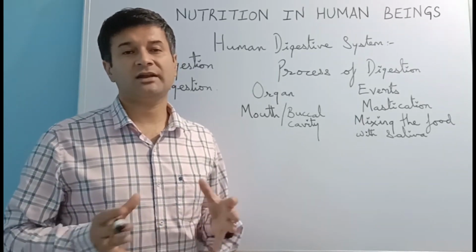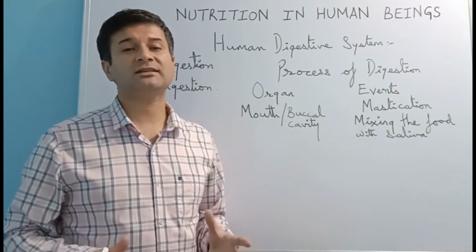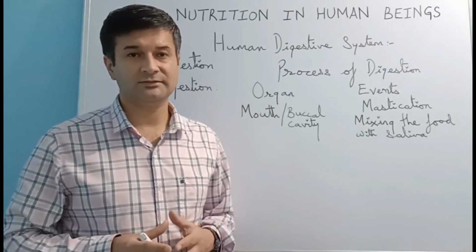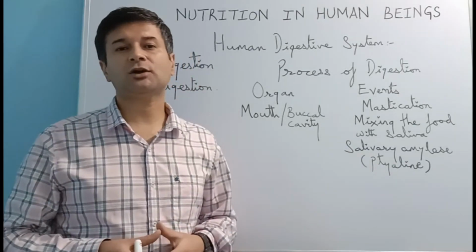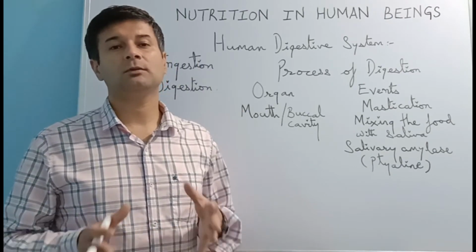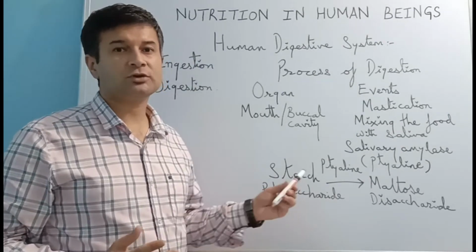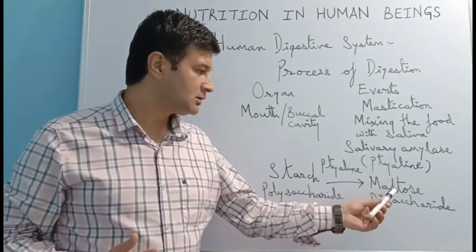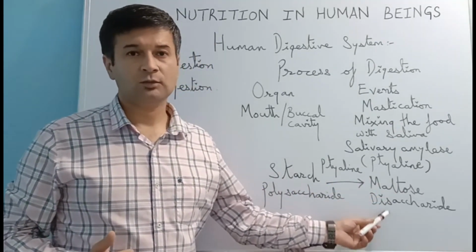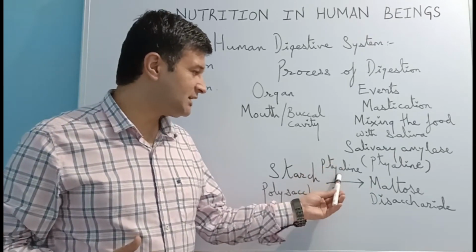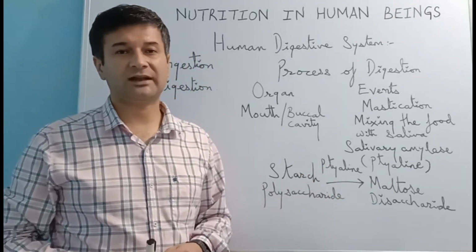Saliva contains an enzyme, salivary amylase, known as ptyalin. Ptyalin helps in the breakdown of starch into maltose. Starch, which is a polysaccharide, is broken down into maltose, which is a disaccharide, with the help of the enzyme ptyalin, which is present in the saliva.